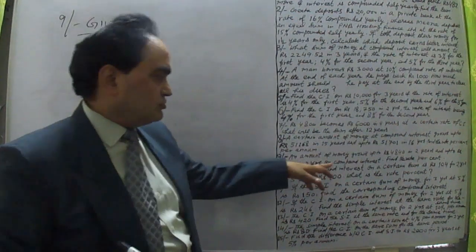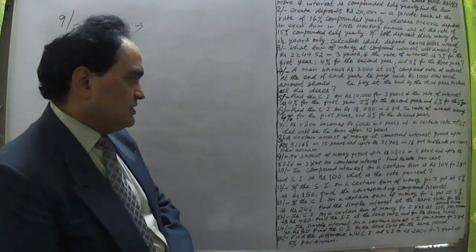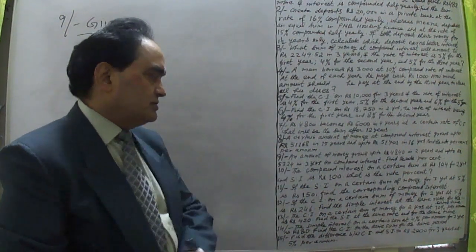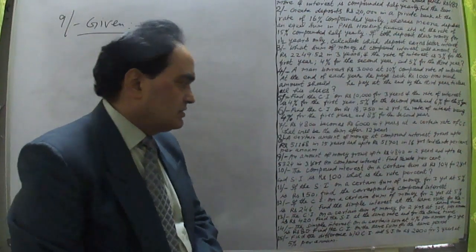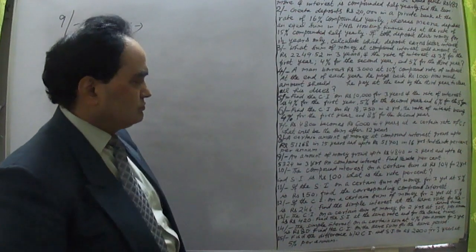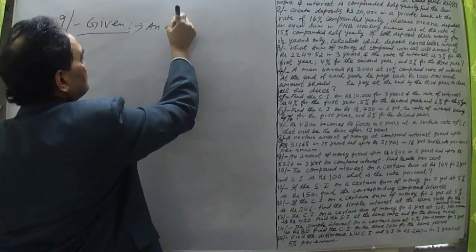Question 9 says an amount of money grows up to rupees 4,840 in 2 years and up to rupees 5,324 in 3 years. On compound interest, find the rate percent. The same type of question, 9th also, right? Let me find here an amount of money.